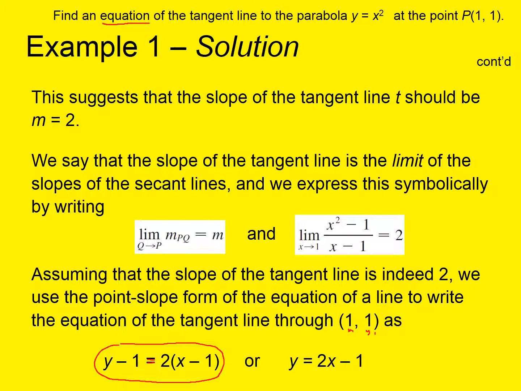We could write this equation in slope-intercept form. We would distribute the 2: y minus 1 equals 2x minus 2. Then add 1 to both sides, and y equals 2x minus 1. So either way, whatever form a person would want, we have an equation of the tangent line.